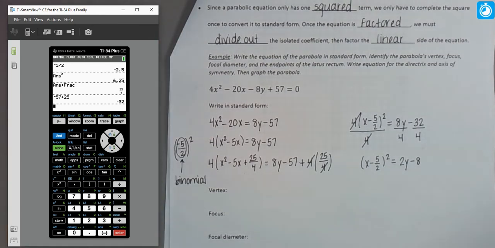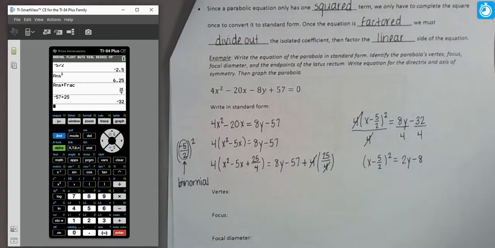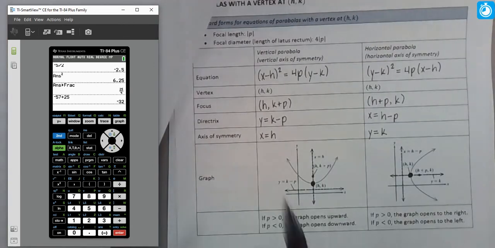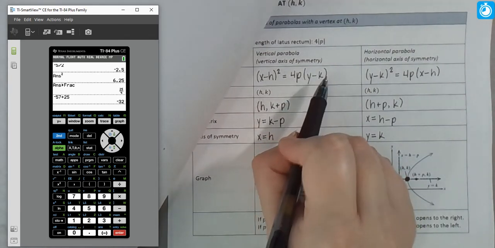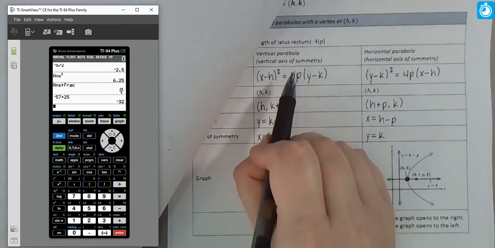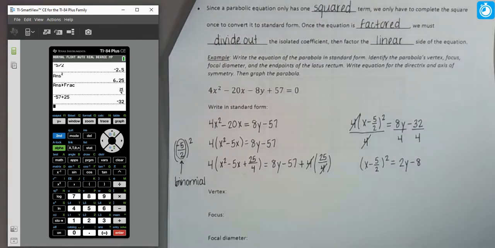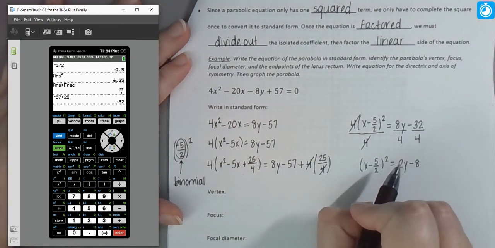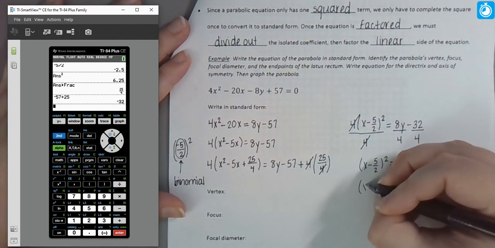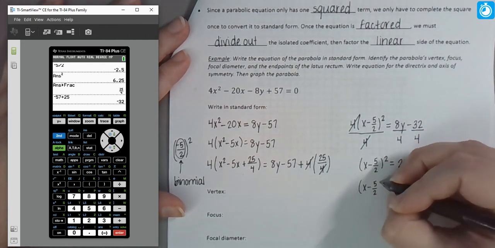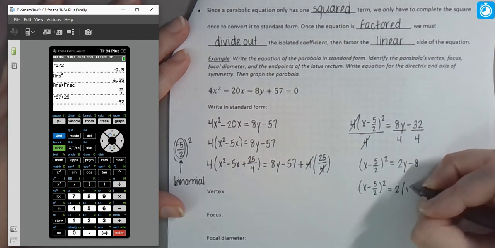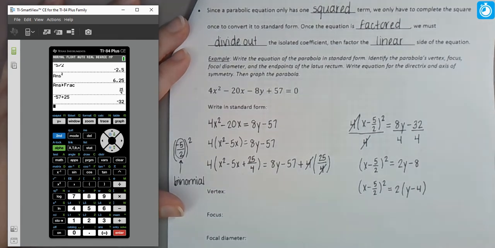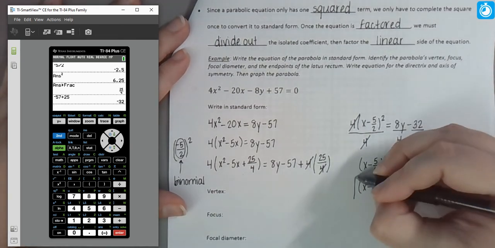Now we're almost there, not quite. Let's look back at that standard form one more time. So what do we have? We have a quadratic x, so we're in this case. But notice we also like to have the right hand factored. So the coefficient on y, we also factor out that value. So I'm going to factor out this 2 on the linear side. So I have x minus 5/2 squared is equal to 2 times y minus 4. That is going to be our standard form.